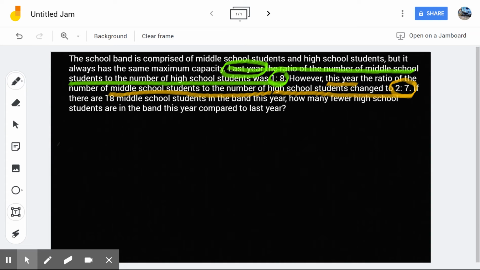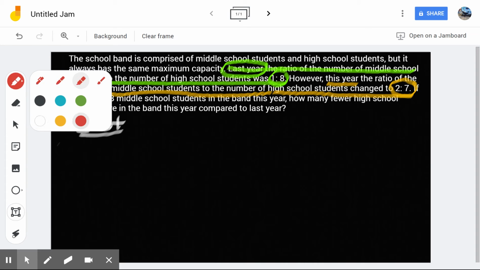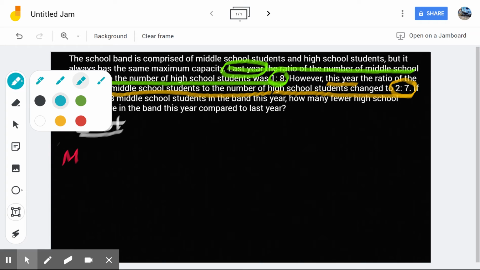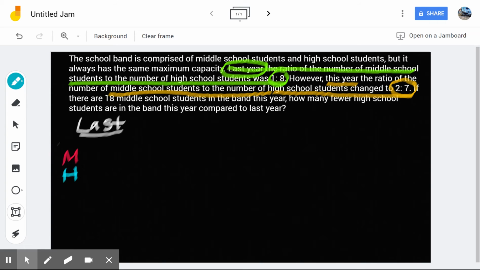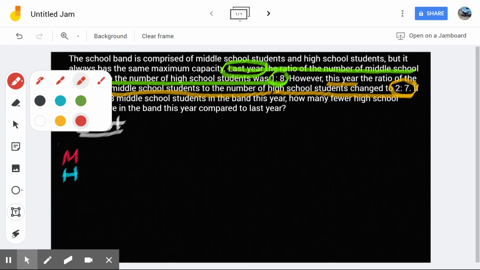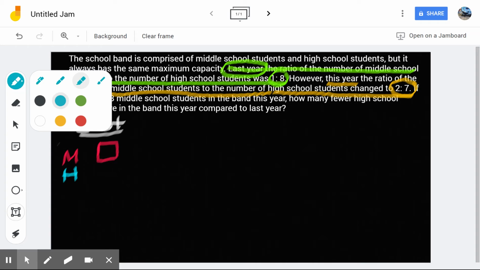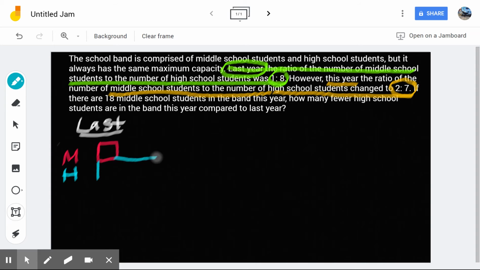Let's look at last year. So I will write last, and I know that we are talking about middle school, so we'll do M for middle school, and high school students. The ratio of middle school students to high school students, according to the story problem, last year was 1 to 8. So my tape diagram is going to match the ratio, which is simply 1 to 8.